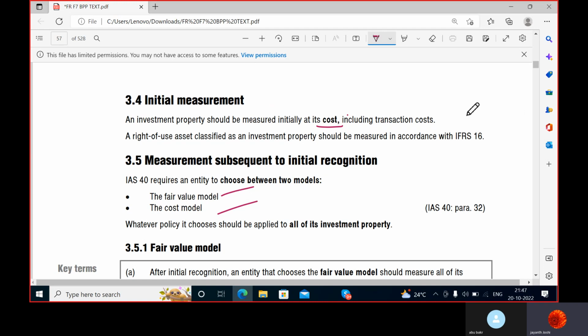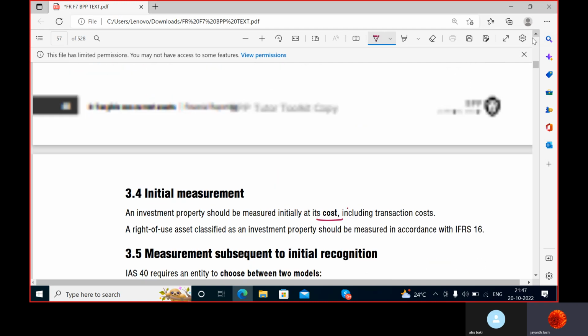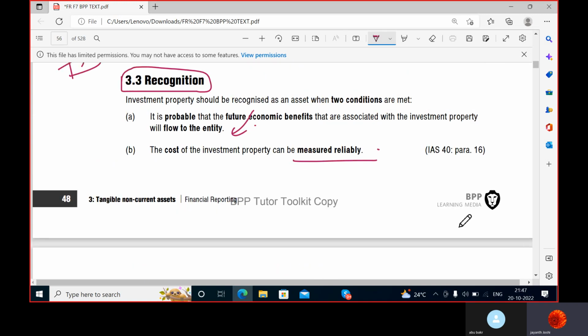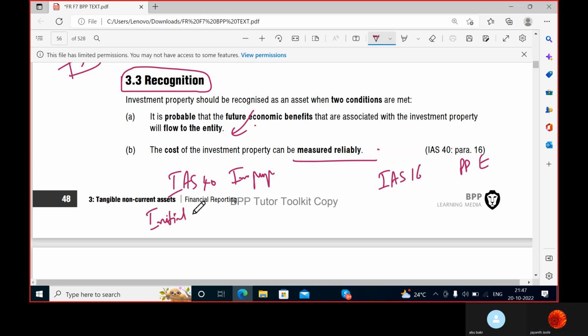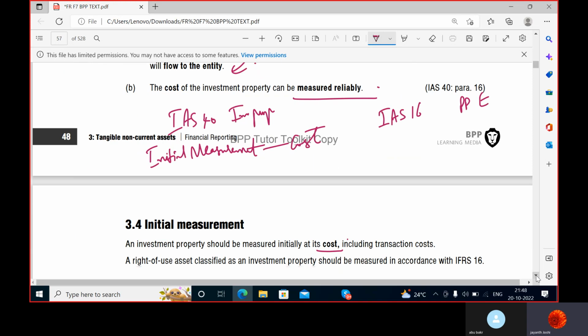So what do you mean by fair value model? See, there is a small difference between investment property and IAS 16. That means IAS 40, which deals with investment property, and IAS 16, which deals with PPE, property, plant and equipment. So what is the difference? Initial measurement at cost, that means you'll show its cost. Okay, that's what they have mentioned.